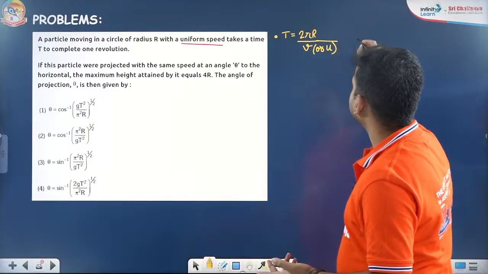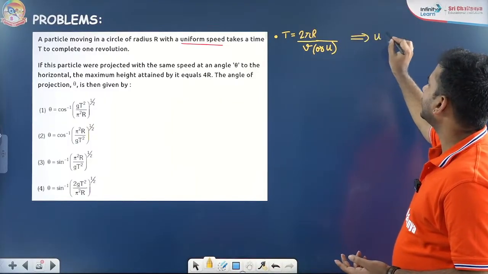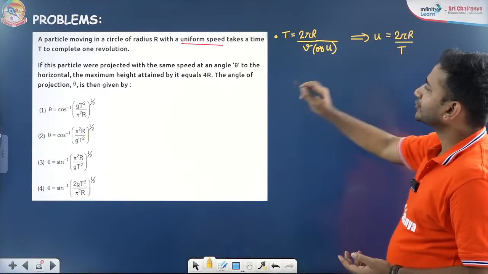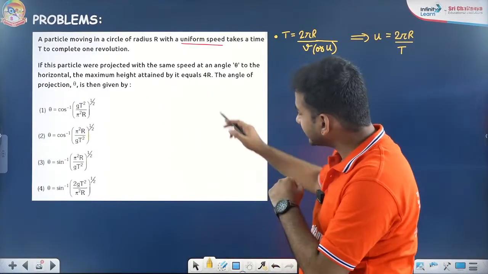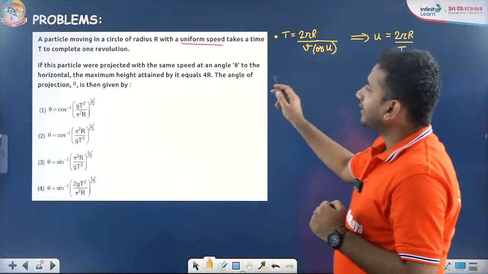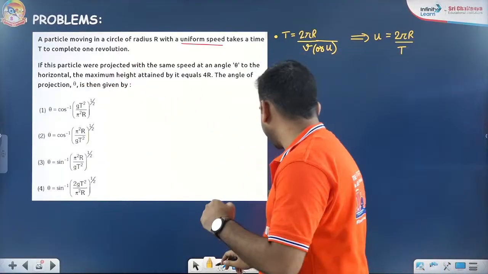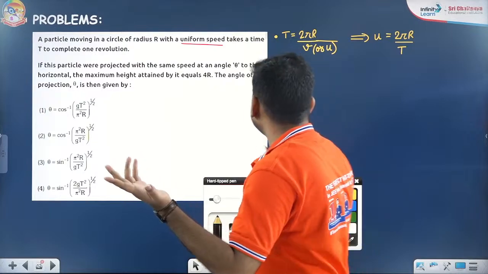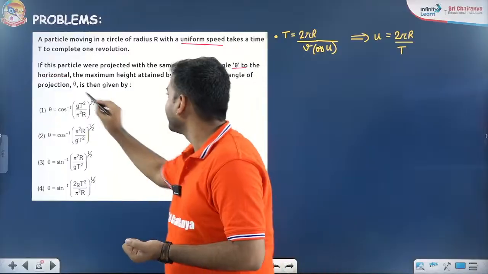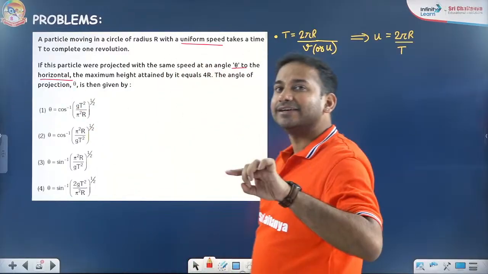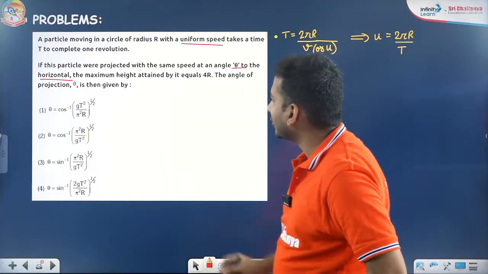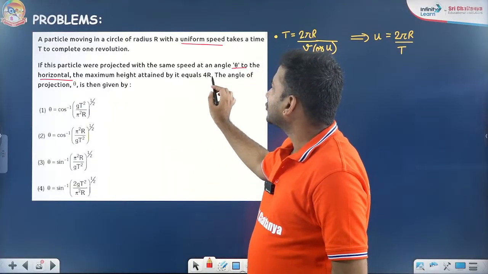If I want to isolate u, that will be 2 pi r by t, because it is going to serve as the speed of projection at an angle theta to the horizontal. If theta is made with horizontal, all NCERT formulas are applicable. If theta is made with vertical, I will change sine to cos and cos to sine in all the NCERT formulas.